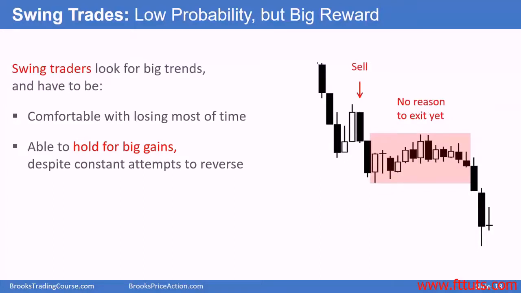You have to be able to hold your position for a long time. Here, you have to hold through 10 or 15 bars in a tight trading range. And the market constantly tries to reverse, bull reversal, second entry buy. Lots of bull reversal attempts here. Yet your fundamental premise is still unchanged. We have a bear breakout, and none of these bars is going above the top of the bear breakout. You have to have a personality that would allow you to hold for a big gain despite the constant reversal attempts.